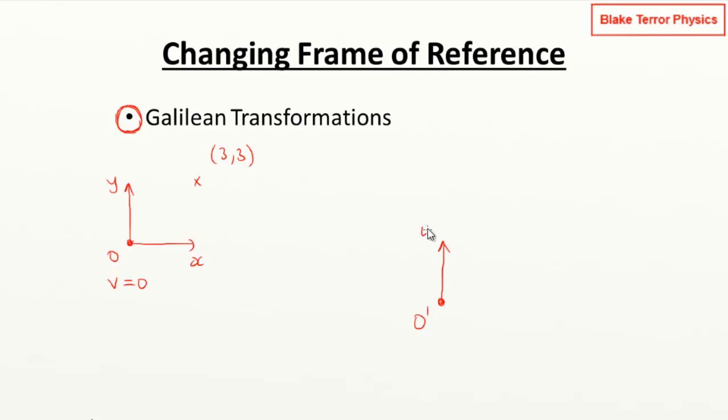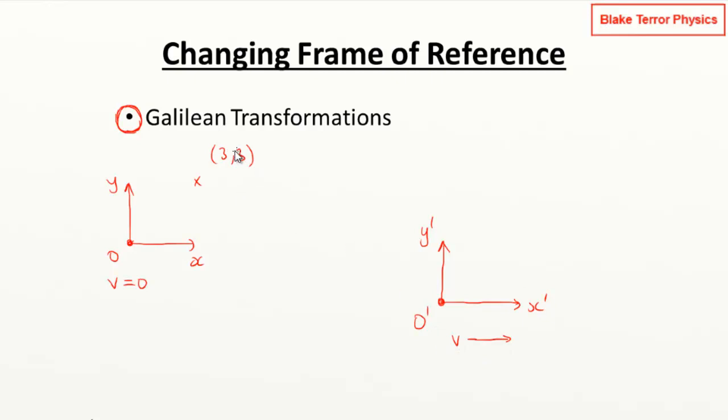We've got, and I'm not going to change everything, I'm going to leave the orientation the same. I'll leave the scales the same as well. But we've now got a new set of XY coordinates, X prime and Y prime, because we've got a different origin. And I'll set this in motion in the X direction. So it's moving with velocity V in the X direction.